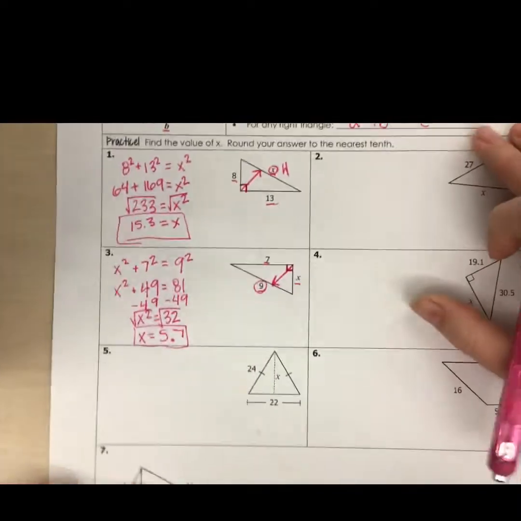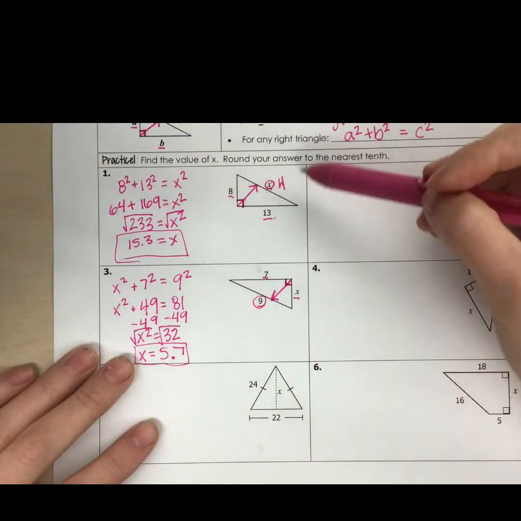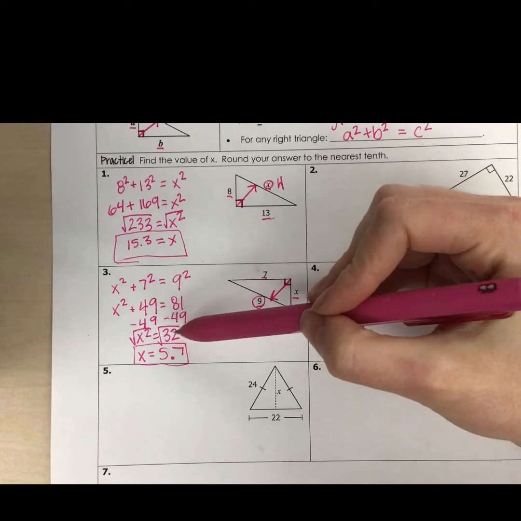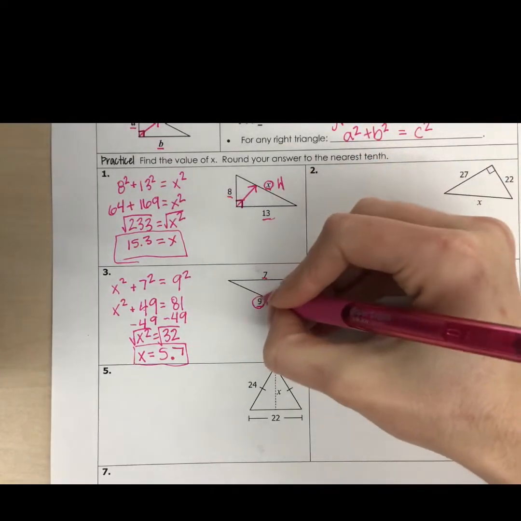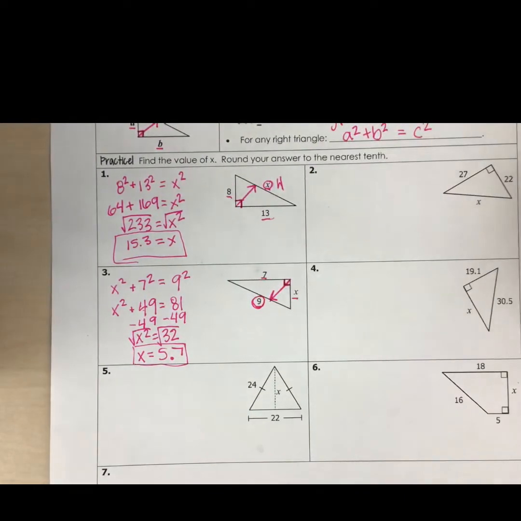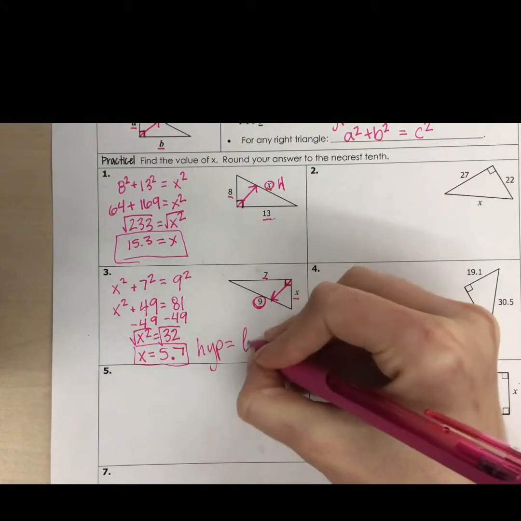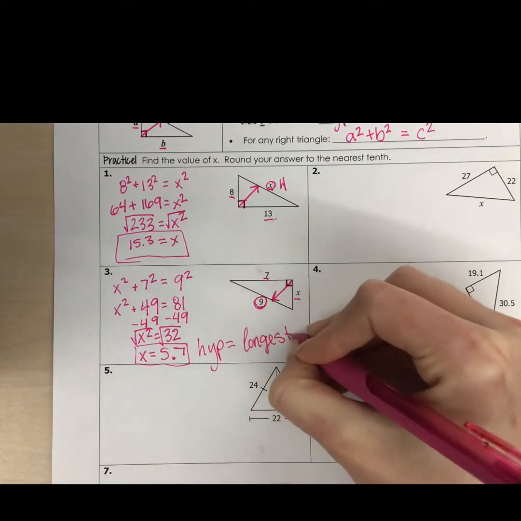Now, something quick to note about these first two problems. I know right off the bat that these seem like reasonable numbers. And the reason is that my hypotenuse needs to be the longest side. So the hypotenuse is the longest side.